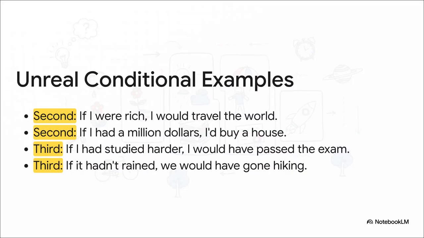Just look at this first one. If I were rich, I would travel the world. I'm not rich right now, so it's an unreal dream about my present. Perfect second conditional. Now compare that with, if I had studied harder, I would have passed the exam. This is looking back at something in the past that's over. It can't be changed. It is a classic way to express regret using the third conditional.